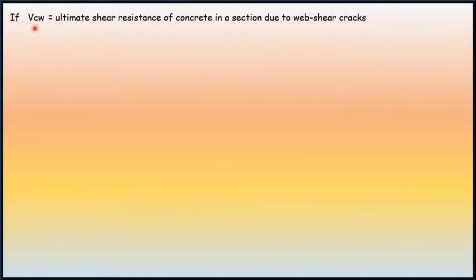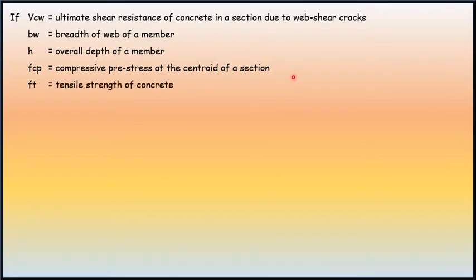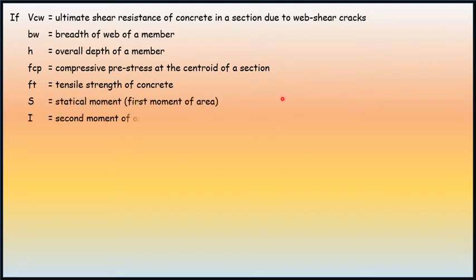If VCW equals the ultimate shear resistance of concrete in a section due to web shear cracks, BW the breadth of the web of a member, H the overall depth of a member, FCP the compressive prestress at the centroid of a section, FT the tensile strength of concrete, S the statical moment, first moment of area, I the second moment of inertia, moment of inertia, and tau V the maximum shear stress at failure.